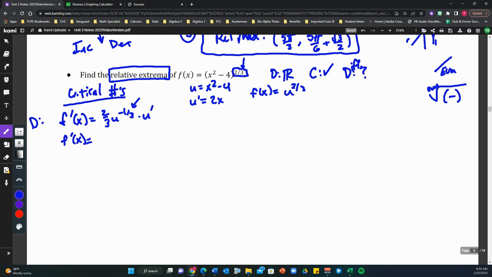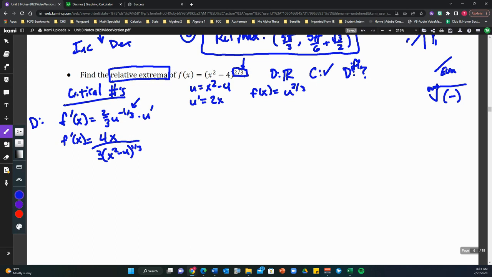So now when I clean everything up, the u to the negative 1/3 power is going to go in the denominator with 3, and that leaves me with 2 times u prime up top. So 2 times 2x leaves me with 4x. And then on bottom we have 3 times x squared minus 4, now raised to the 1/3 power. That is my derivative function.